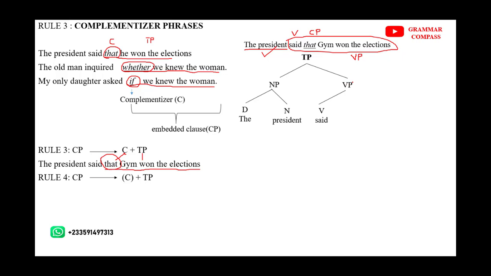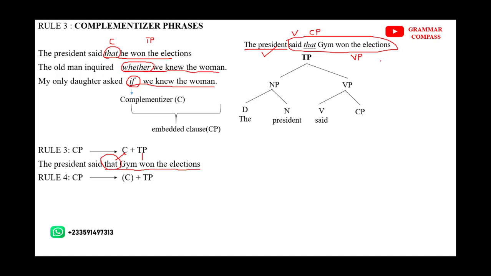Now, this verb phrase, this VP, consists of the verb "said". So we have a VP that consists of the verb "said". That is the head of the VP. What about "that Jim won the elections"? What comes to mind? A CP, because this clause is introduced by a complementizer. Therefore, we would have a verb phrase that consists of the head verb "said" and then a CP. We already know what to do whenever we have a CP. A CP always consists of a C and what? A TP.